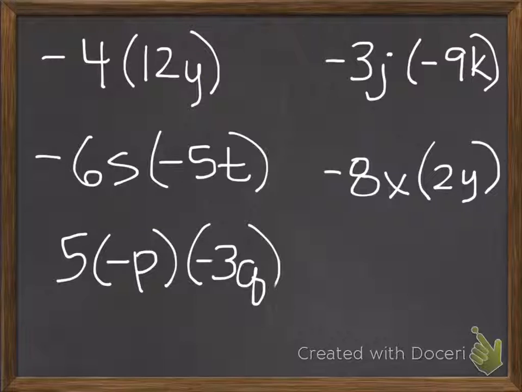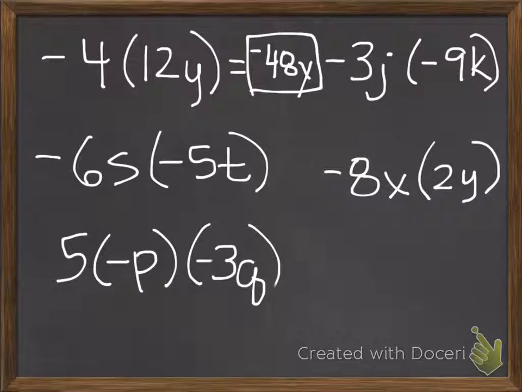So negative 4 times 12y, we're going to multiply negative 4 times 12. Okay, so 12 times 4 gives us 48, and our answer is going to be a negative 48 because one's negative and one's positive. And since it's negative 48 times y, or negative 48y, our answer is going to just have negative 48 with a y right next to it.